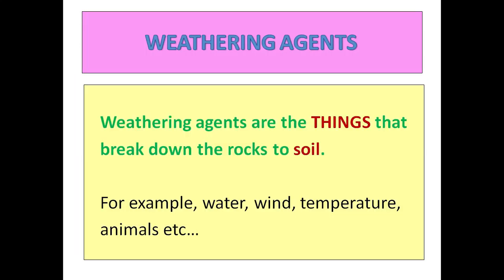Weathering agents. So the next topic is weathering agents. Weathering agents are the things that break down the rocks to soil, for example water, wind, temperature, animals, etc. These agents are categorized or grouped into 3 broad groups. So we'll look at those next.